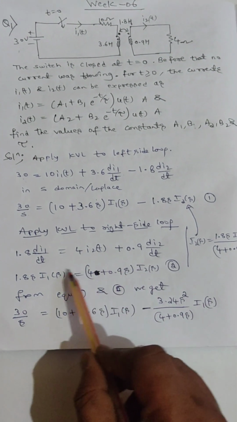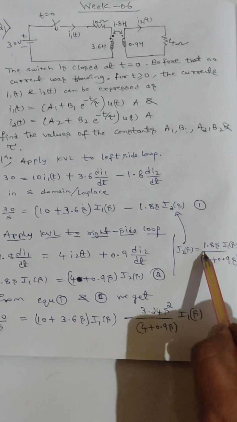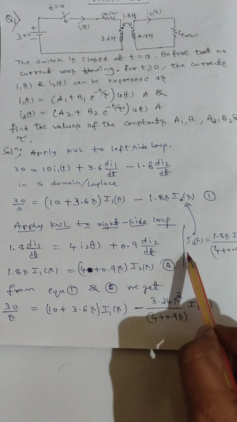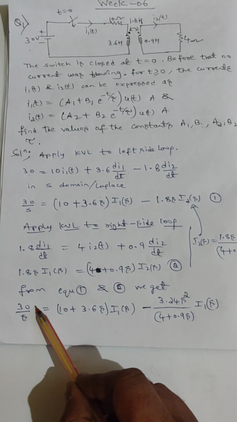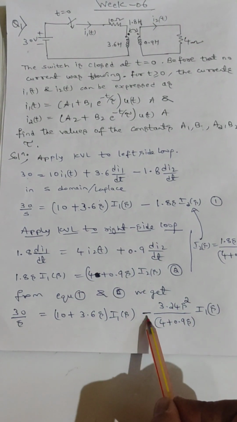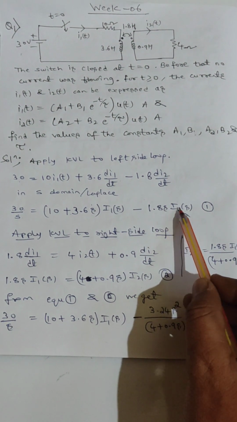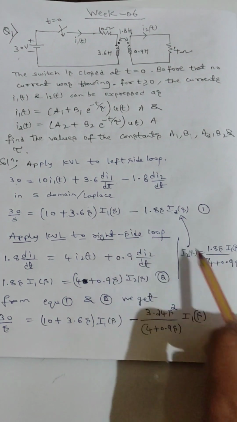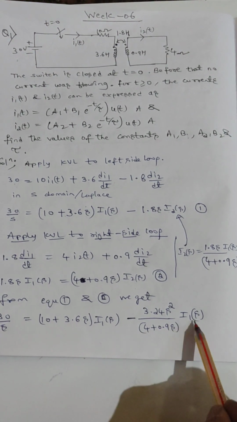Now from this equation 2, we can write I2 of S is equal to 1.8 S I1 of S divided by 4 plus 0.9 S. Whatever expression for I2 of S you got, substitute in equation 1. From 1 and 2 we get 30 by S equals (10 plus 3.6 S) I1 of S minus 1.8 S, and in place of I2 of S put this expression. So 1.8 times 1.8 gives minus 3.24 S square divided by 4 plus 0.9 S times I1 of S.